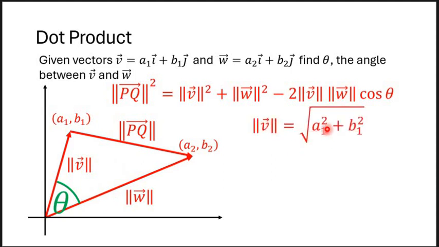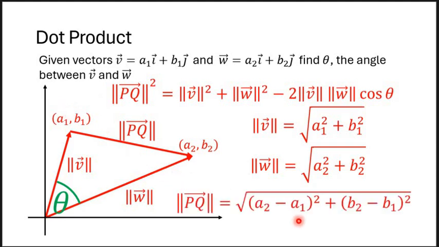The magnitude of vector v is the square root of a1 squared plus b1 squared, those two components. And likewise, the magnitude of vector w is just the square root of a2 squared plus b2 squared. And the magnitude of vector PQ, well, first I have to know the components. To find the components, I have to do a2 minus a1 squared and b2 minus b1 squared. Those are the two horizontal and vertical components, a2 minus a1, b2 minus b1. I square those and I add them together and take the square root to find the magnitude of vector PQ. So this will just be the magnitude of the position vector related to vector PQ.